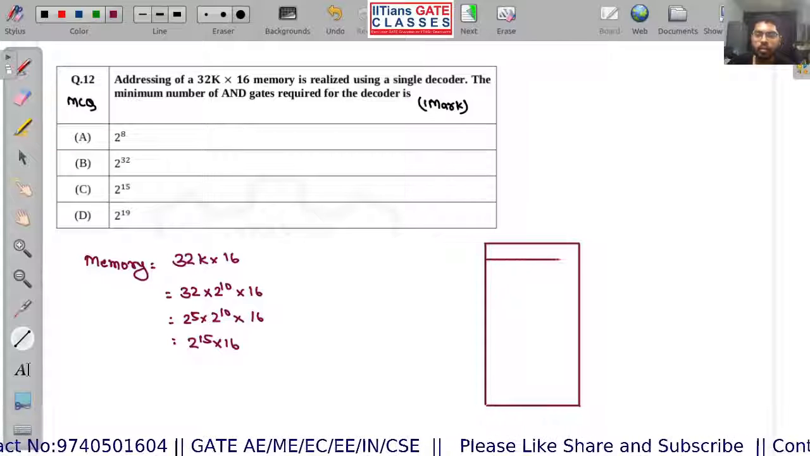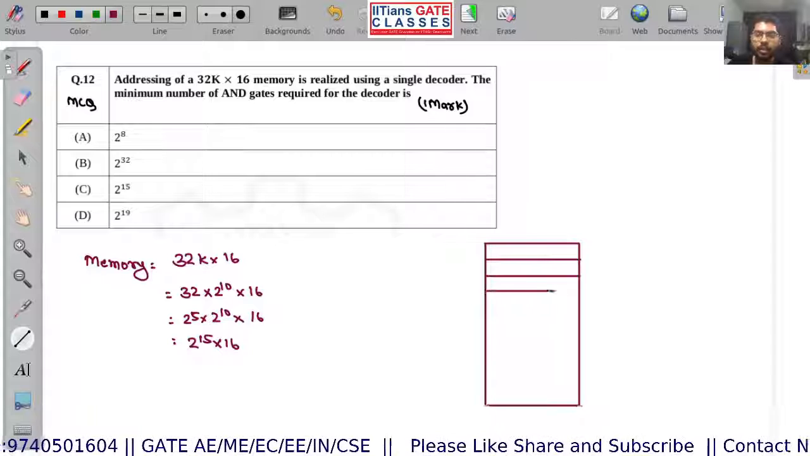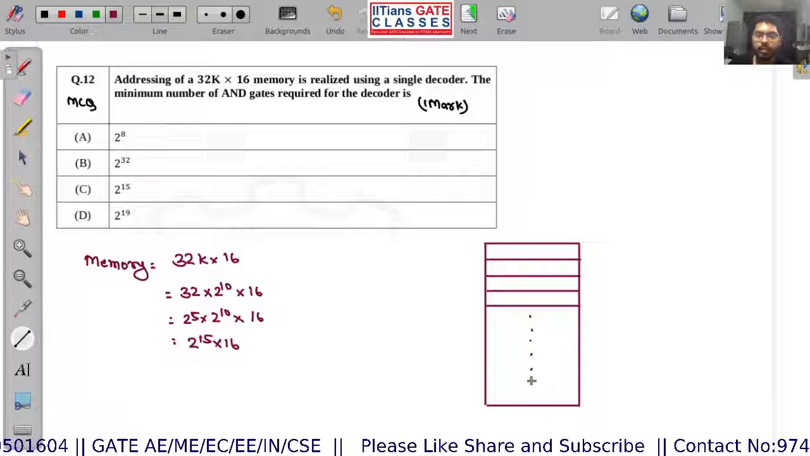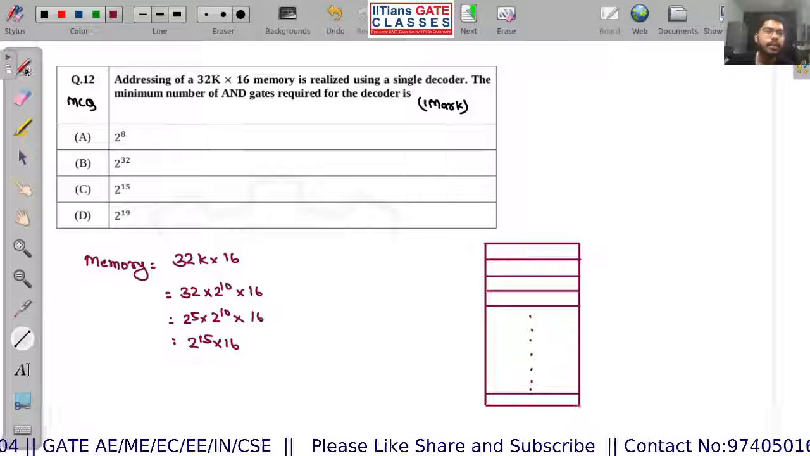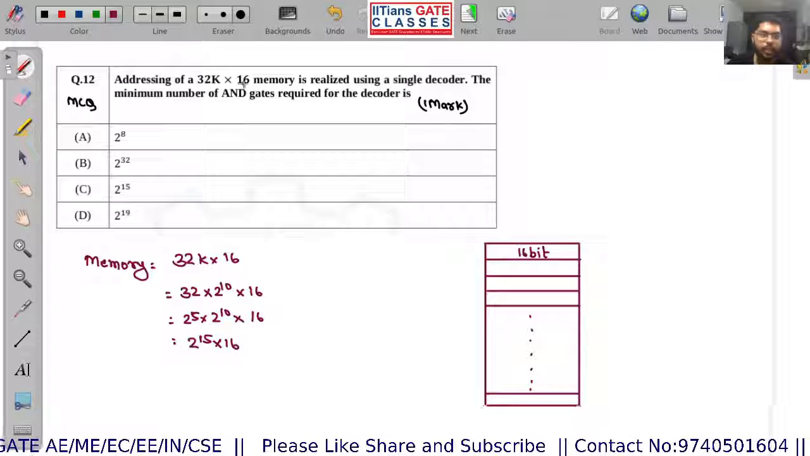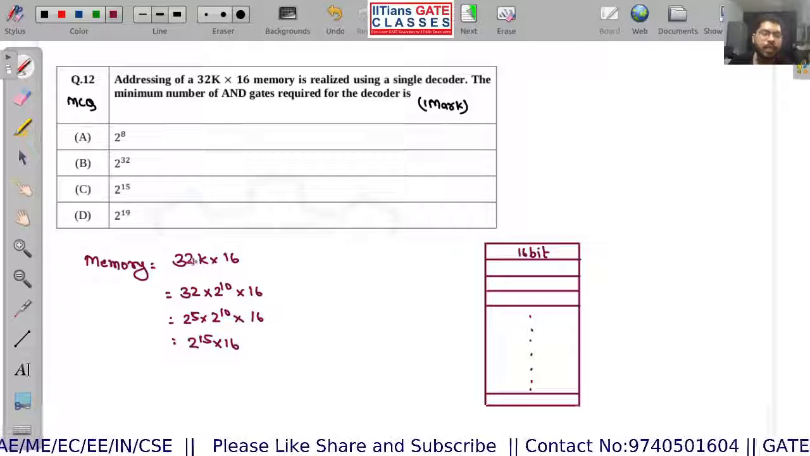So there are 2 to the power 15 memory cells or memory locations, and each of them is of how many bits? It is of 16 bit. These all are 16 bit, 16 bit, 16 bit, and here we have what?